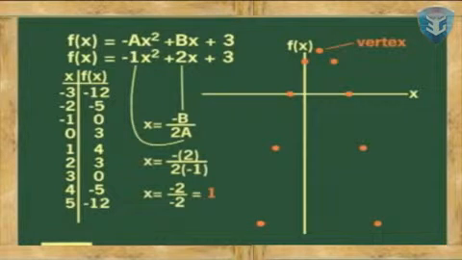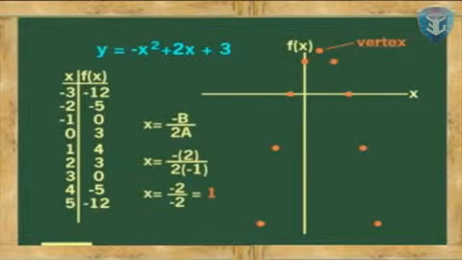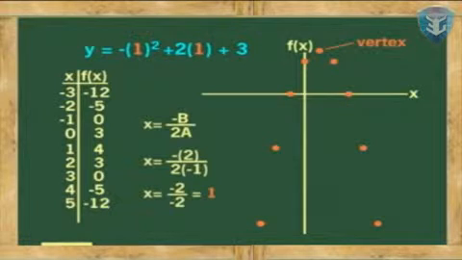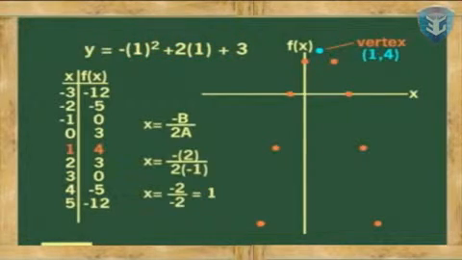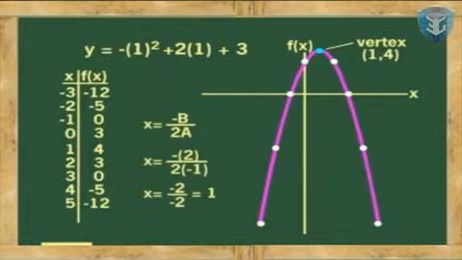We now solve the original equation to find the value of y when x equals 1. But we see that the table already has it at 4. So the vertex of the parabola is at (1, 4). We now plot the equation.